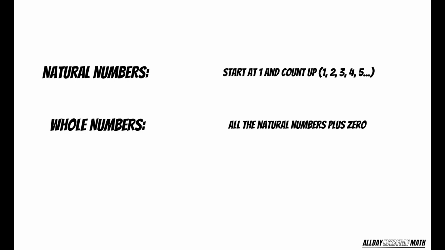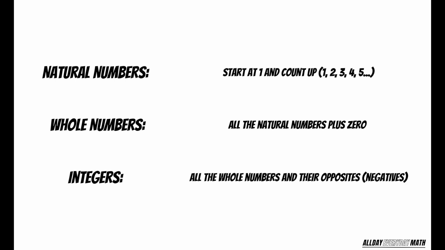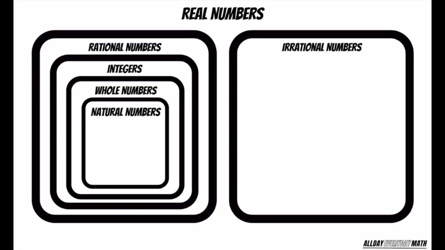Next up, we have whole numbers, and whole numbers are just all the natural numbers plus 0. So you start at 0 and you count up to infinity. All those are whole numbers. And then we have integers, which are all the whole numbers and their opposites, or the negative versions of those numbers. So I know that's a lot to take in, but the best way to understand this concept is to make a graphic organizer like the one on the screen right now.